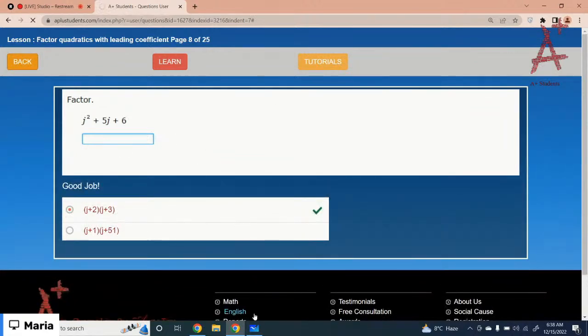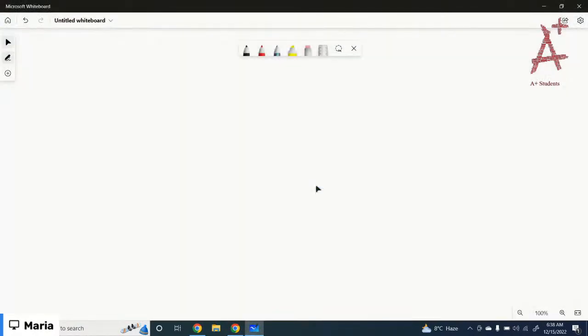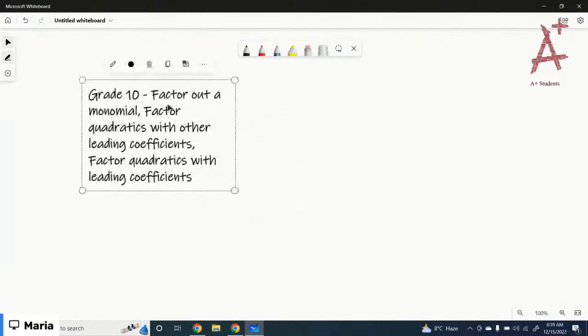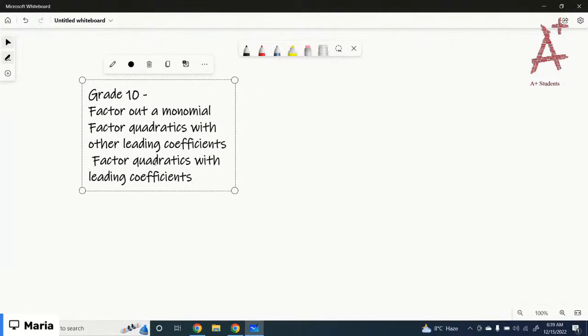Okay, you can complete the test by yourself later today. So here is the list of the lessons we have covered today. We are working on the chapter factors from grade 9, and the lessons we covered are factor out a monomial. Then we did factor quadratics with leading coefficients, and then factor quadratics with leading coefficient.